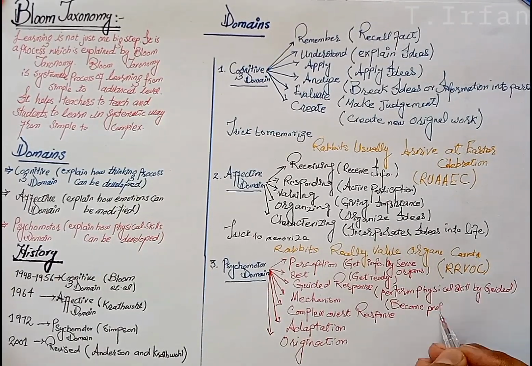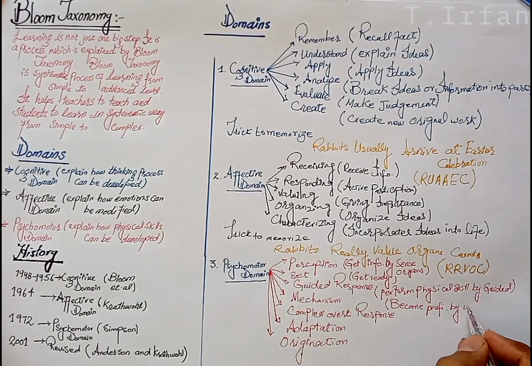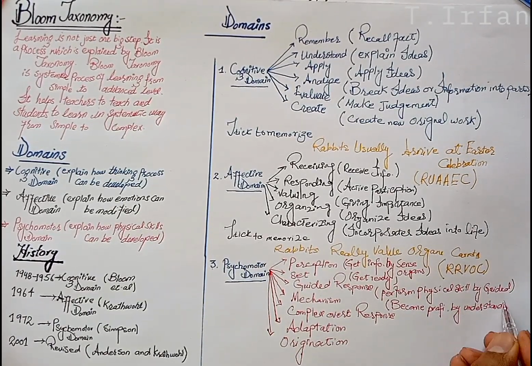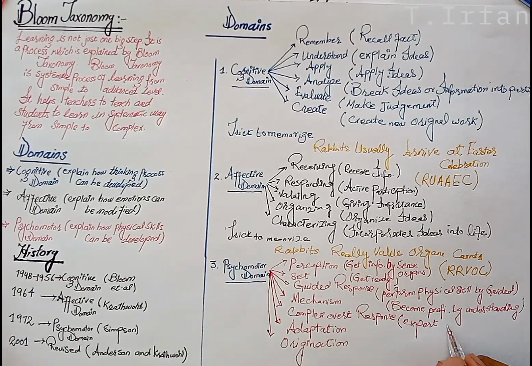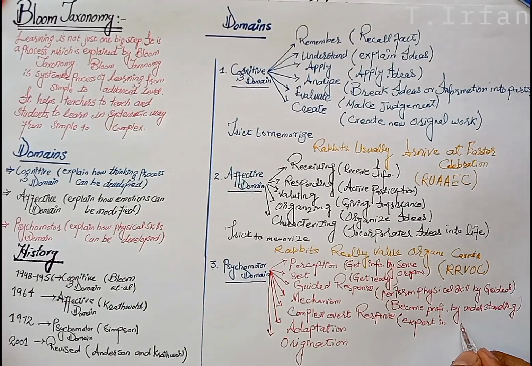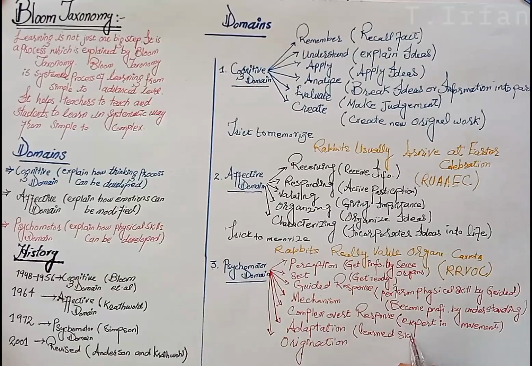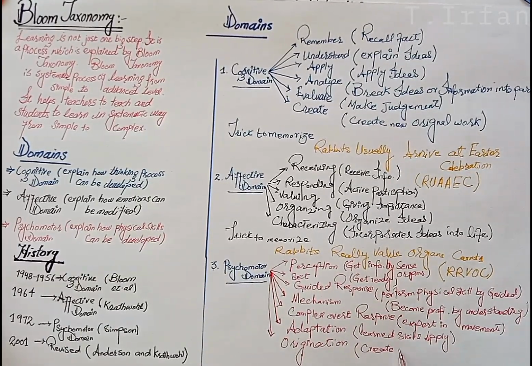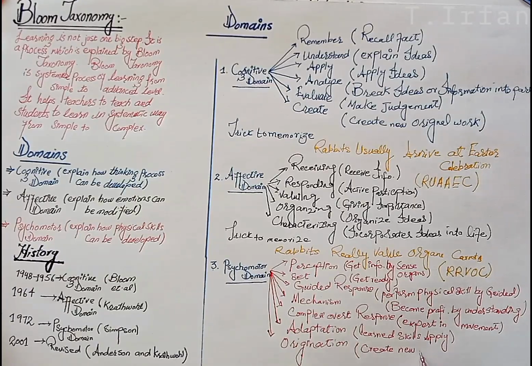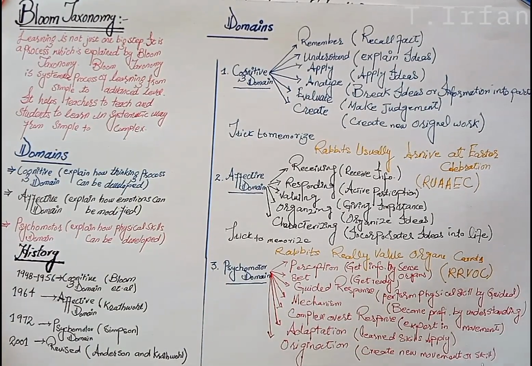In the next level, mechanism, students understand the mechanism and perform physical movement or skill proficiently. In complex overt response, students become experts at performing complex movements or skills. In adaptation, students apply the learned skills in special requirements. And in the final level, origination, students become able to perform a new physical movement or skill.